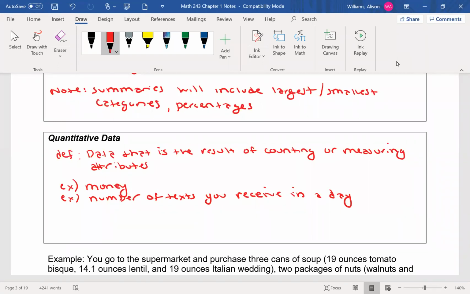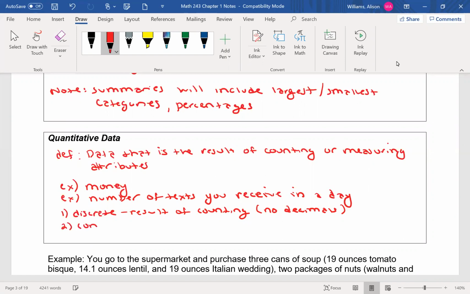All right. And as I kind of just brought that up, there's really 2 types of quantitative data. There is what's called discrete data and continuous data. So discrete is the result of counting. And what that really means is there's no decimals. So when you count the number of texts you receive, you don't get a half a text, okay? It's a text or it's not.